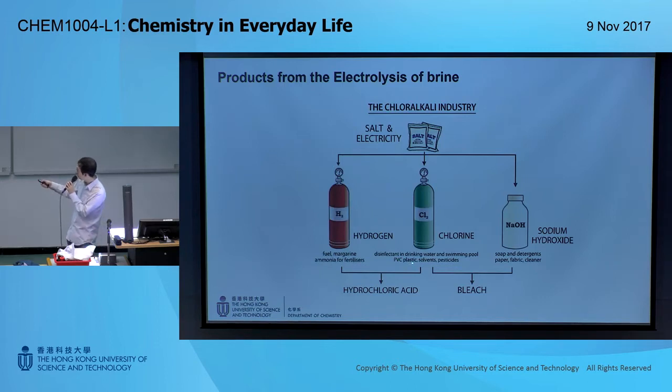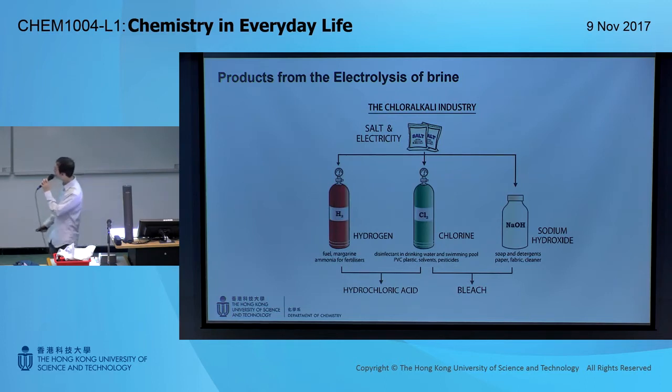It's also used to produce plastics like PVC or some solvents, pesticides, and things like that. So chlorine, very important raw material. And sodium hydroxide, of course, is a basic ingredient for making soap or detergents, for making paper, making fabrics, making cleaners, and also many other applications. It's the alkali of choice in the laboratory, right? So it has a lot of applications.